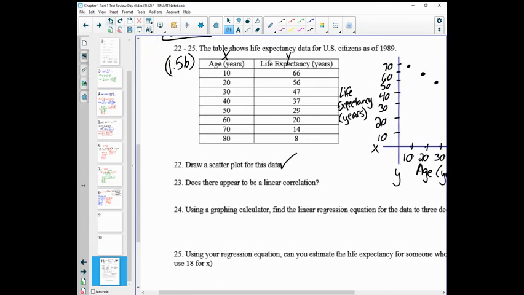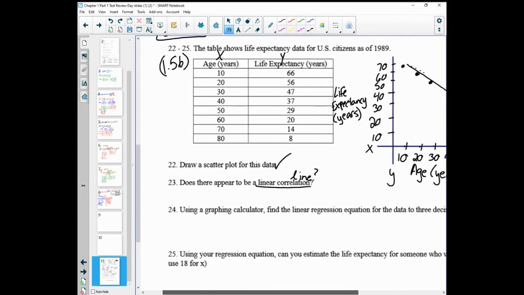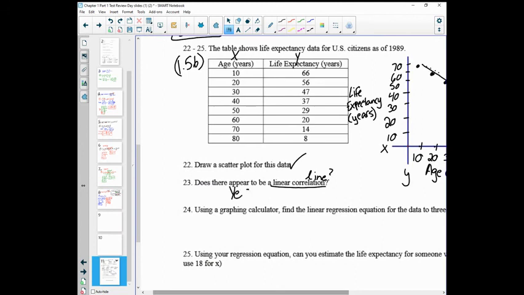Question 23 states, does there appear to be a linear correlation? Linear correlation means, does the graph, or the scatter plot, tend to make a line? So as you look at our scatter plot, there is kind of a line here going downwards. It's not a perfect line because it doesn't hit all the points, but the overall trend is downwards and all the points are tending to go down. So this is yes.